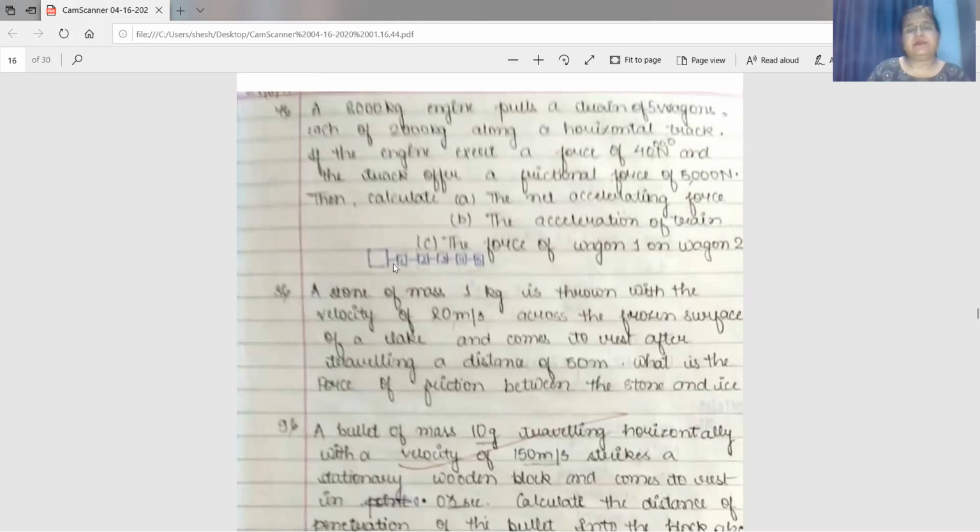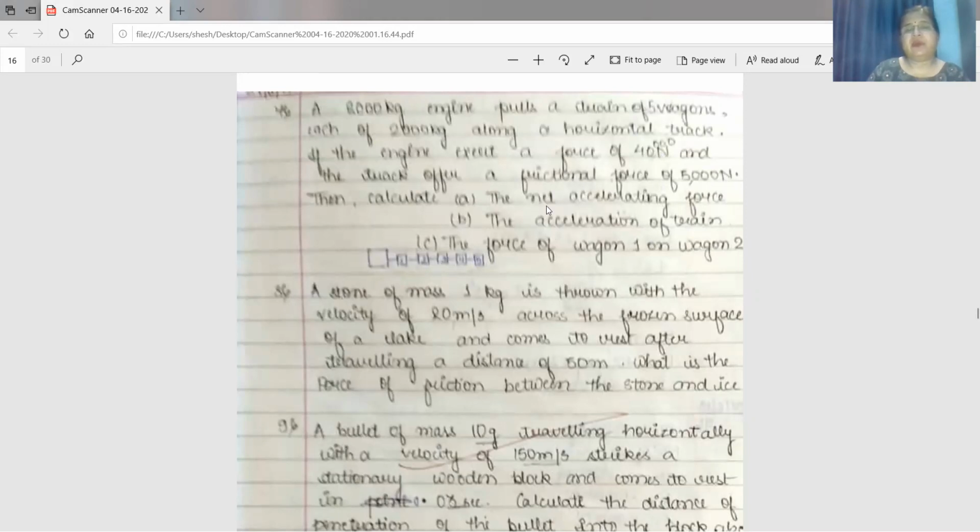This is an engine, and these are the wagons. There are 5 wagons. Mass of the engine is given as 8000. Mass of each wagon is given as 2000. Right? And the engine exerts a force in the forward direction, that is 40,000 Newton. And the track offers a frictional force in the opposite direction, that is 5000 Newton.